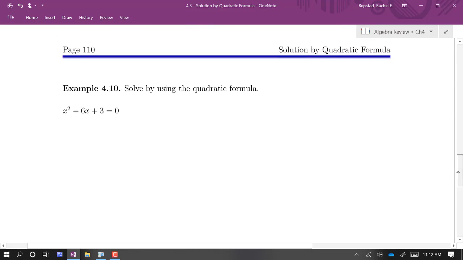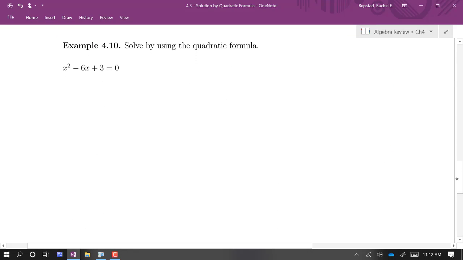Okay. Now let's get some practice using the quadratic formula. When you're solving by using the quadratic formula, you want to just make sure that it's in general form, so that it's set equal to 0, and then you just take note of what is a, b, and c. So this is already set equal to 0, and we know that a is equal to 1, b is equal to negative 6, and c is equal to positive 3.